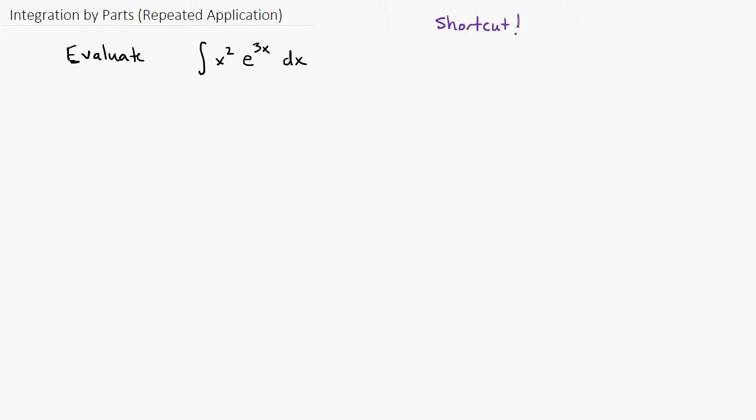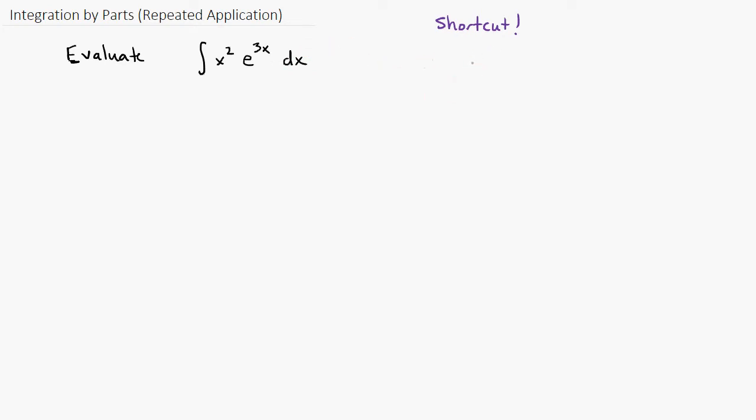In this example, we're going to compute an integral using integration by parts. However, we're going to have to use it more than once. So I'm going to show how to use repeated integration by parts using a shortcut, so we don't have to keep writing the integral over and over again. So we start off by doing the same thing as usual.